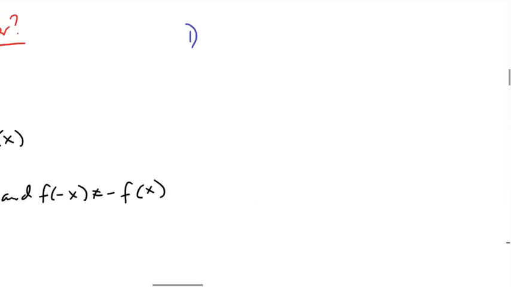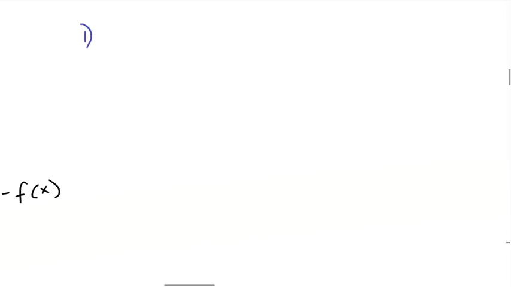So the first example is I want you to try to determine whether the function x to the fourth plus x squared is even, odd, or neither. So go ahead and try that out and come back when you're ready to see the solution. All right, so the first thing we're going to do is substitute in a negative x wherever we see an x and see what function comes out.